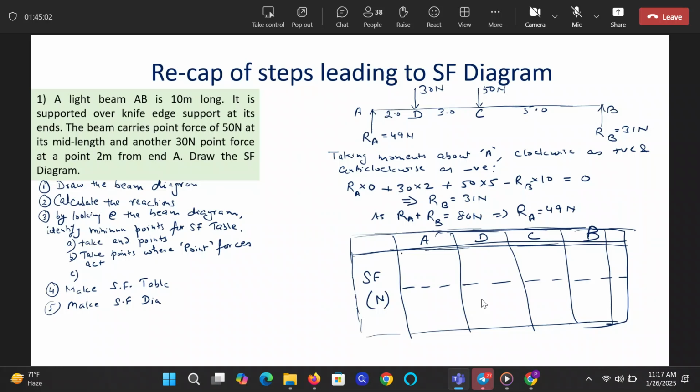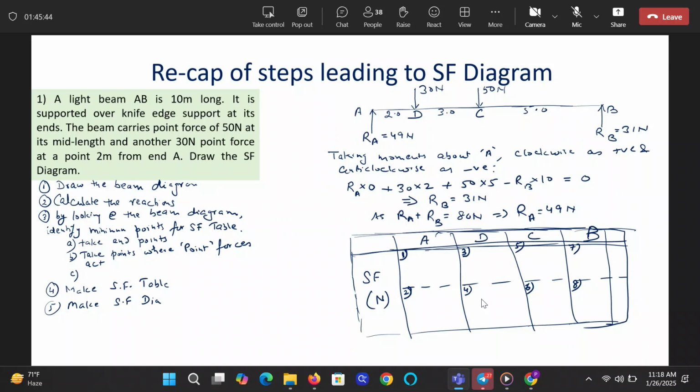You don't have to write, I'm just doing it once. This space will be treated as just to the left of A. This space will refer to just right of A, and combined it will show us what is the change at A. Likewise, this will be the shearing force to the left of D, just to the left of D. I'm using the word just. This will be just to the right of D. This will be just to the left of C. This will be just to the right of C. This will be just to the left of B. And this will be just to the right of B. No, the last point is B, not D, sorry.